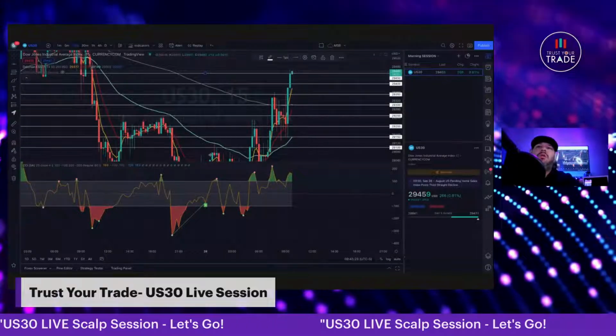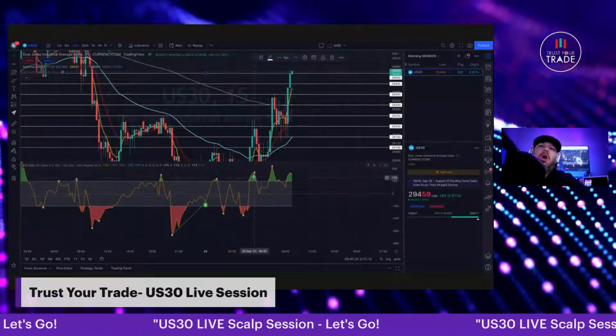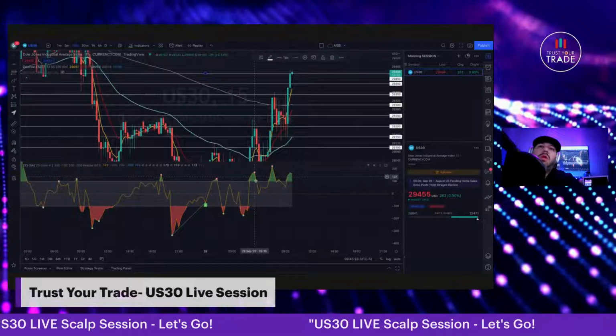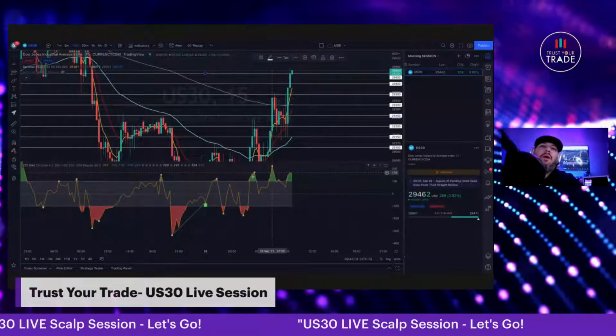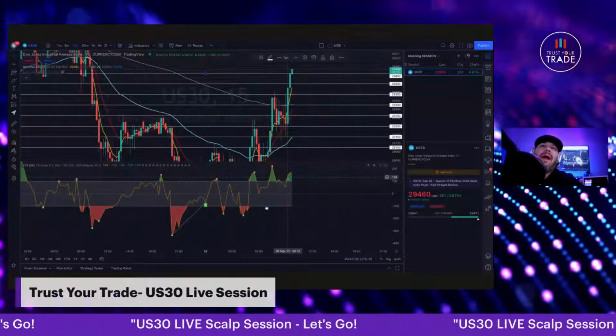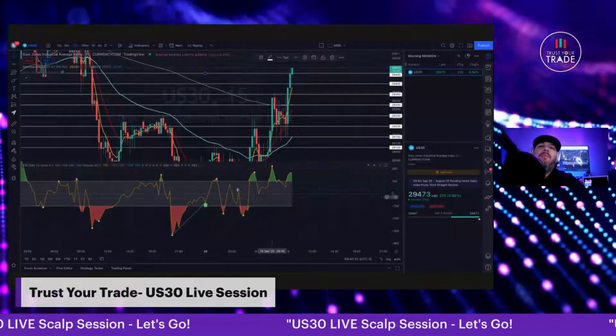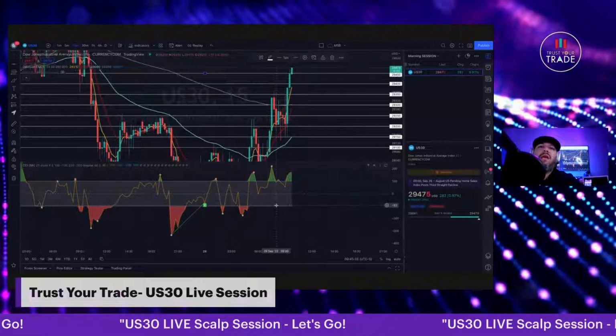And look, you can see how she moved. Even on the 15, look at this, guys. Oversold, came back down, but did not come back down. Then became overbought. She's been up above the zero.